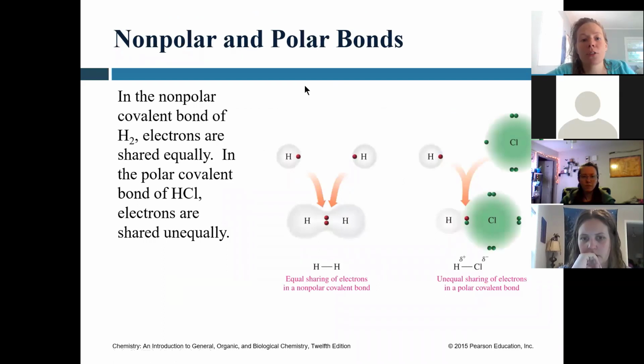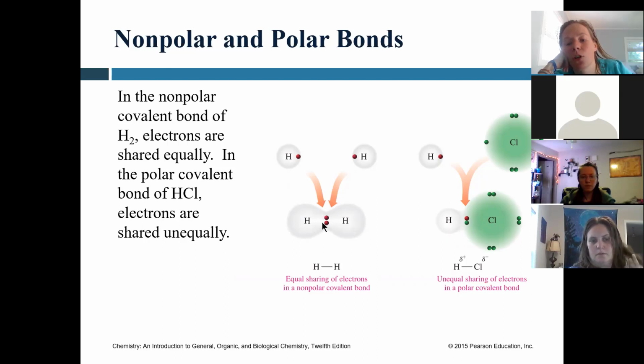So why do we care about electronegativity? Well, the difference in electronegativity will let us know what type of bond we are creating. We can have nonpolar and polar bonds. The nonpolar covalent bond, remember, covalent means that we are sharing the electrons. This is also sometimes called a molecular bond. These are between two nonmetals. In a nonpolar covalent bond, such as H2, electrons will be shared equally.